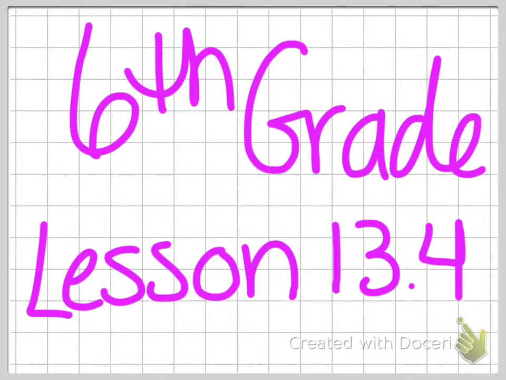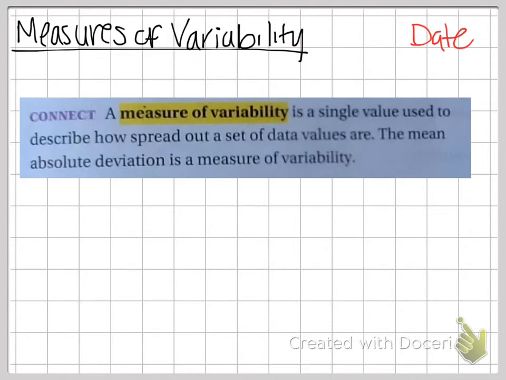Hello, sixth graders. Welcome to lesson 13.4, Measures of Variability. A measure of variability is a single value used to describe how spread out a set of data values are.